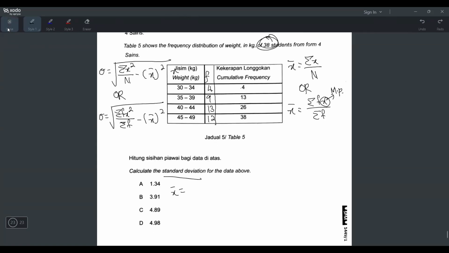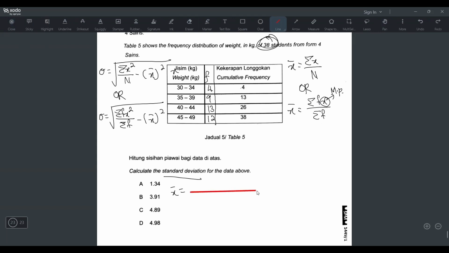So the mean formula will be what? Will be midpoint, which is the x, times with the frequency, and then jumlahkan semua. And then bahagi dengan jumlah frequency. Okay, jumlah frequency saya sudah tahu, 38. Okay, jumlah frequency is 38. Tapi yang atas ini saya kena ambil midpoint darab frequency. So let's find out the midpoint.